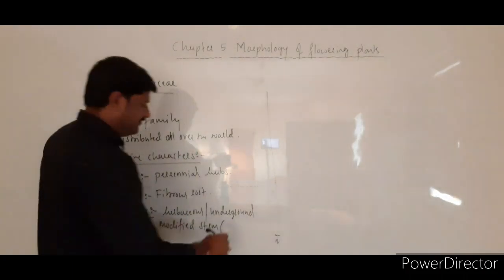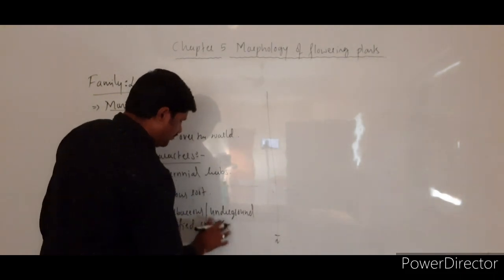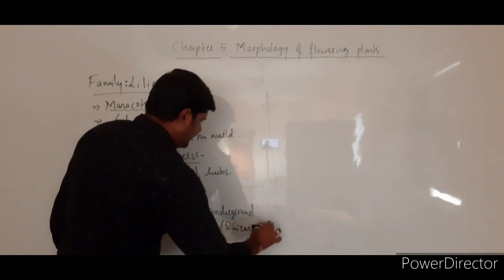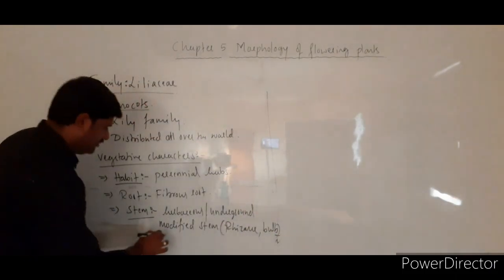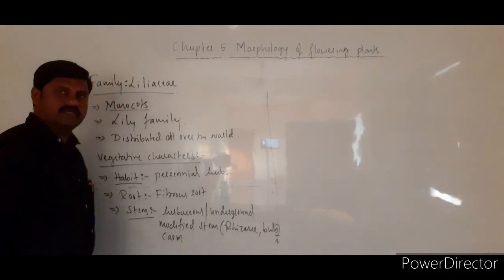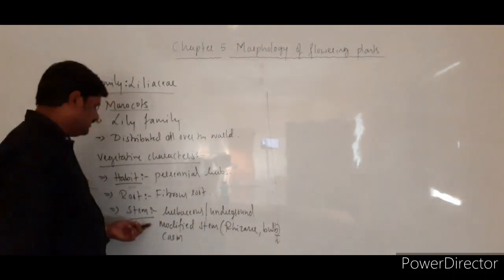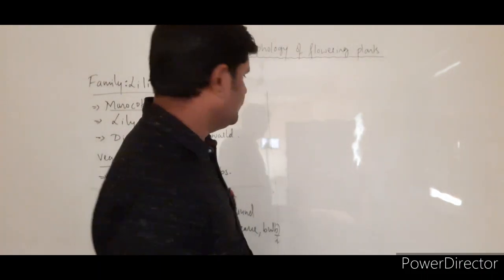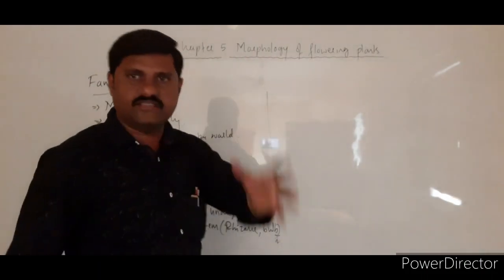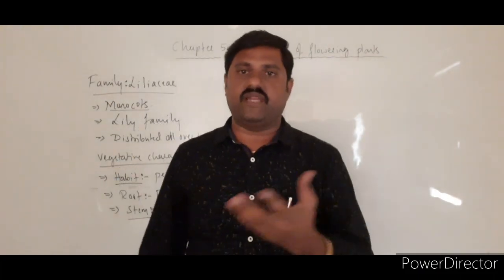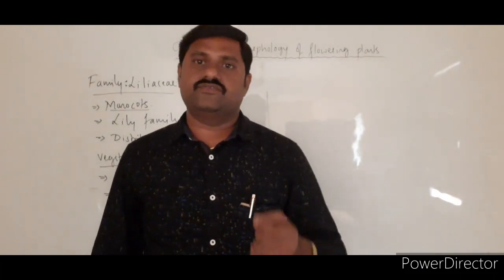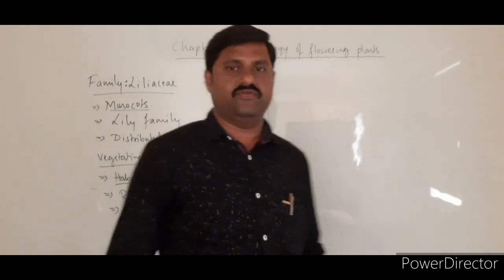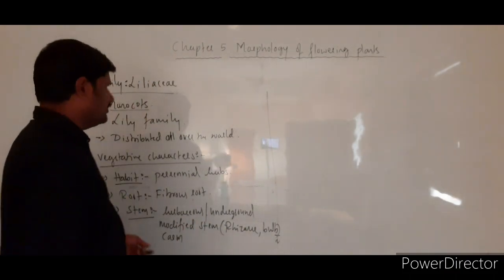Example. So what kind of stem it is? Rhizome. It may be rhizome, or sometimes it may be bulb, sometimes it may be corm, right? So like this, the stem is a modified one, underground modified one. For lily members, we take an example in the practical room, that is onion. Onion plant is taken as an example over here. So this is about the stem.